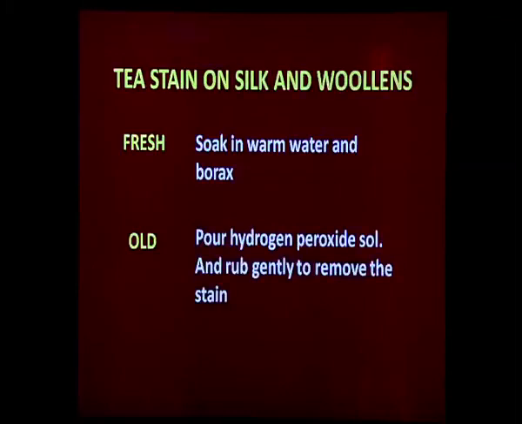Tea stains on woolen or silk. For the fresh stain, you can easily remove it by soaking the stain in warm water and borax. And for the old stain, you can use hydrogen peroxide solution and rub gently to remove the stain.